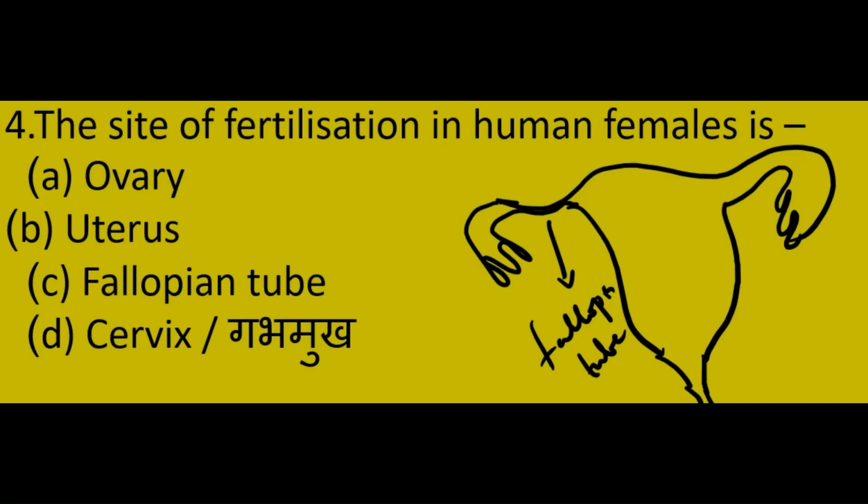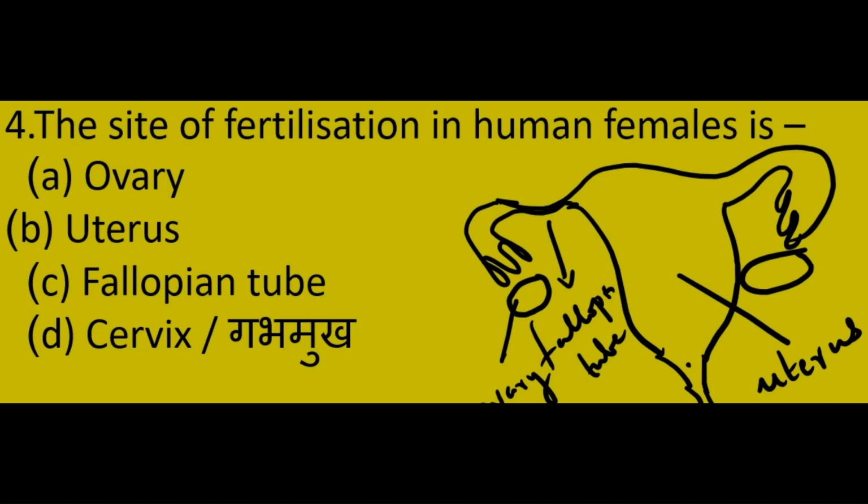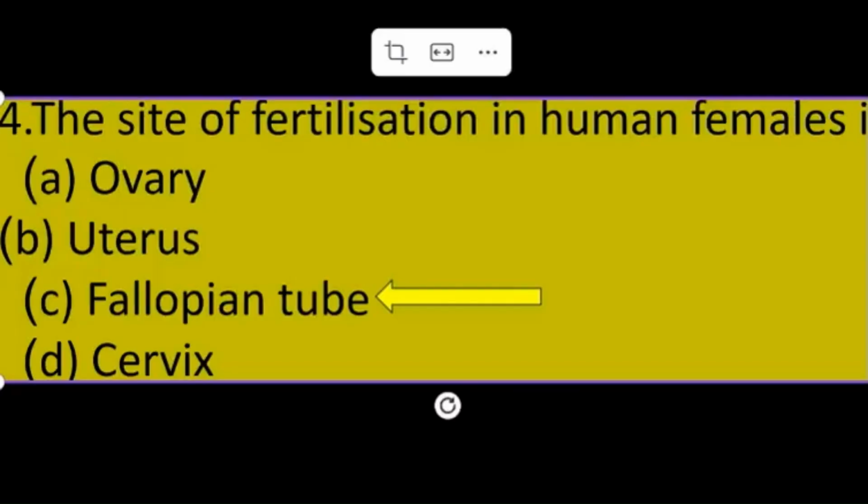and here comes the ovary. This is the ovary, and this is the uterus. Cervix comes over here. So which of the following will come under the answer category? That is option A, B, C, or D. And the answer is C, fallopian tube.